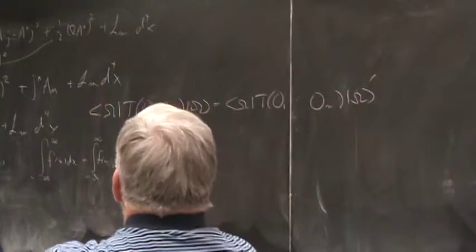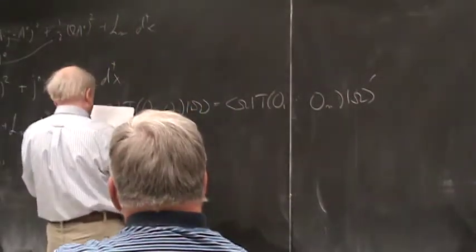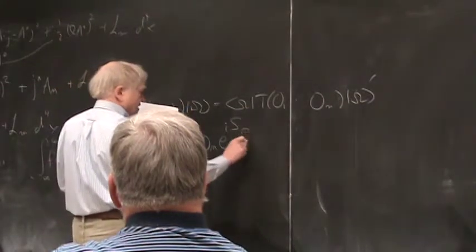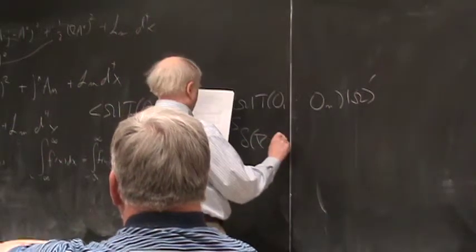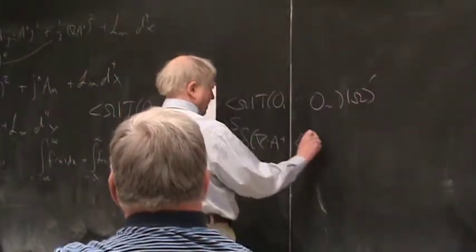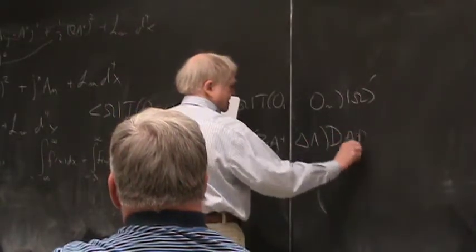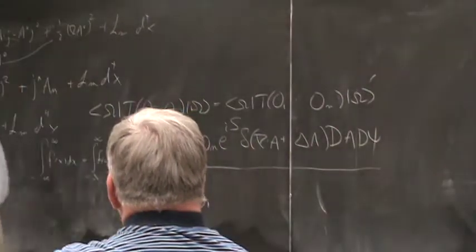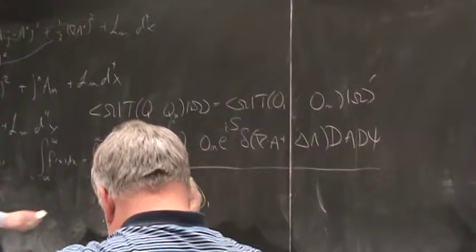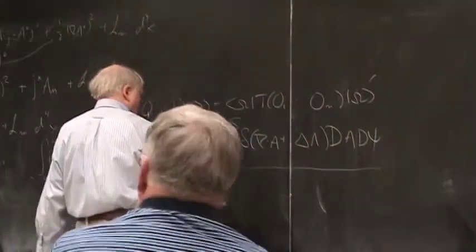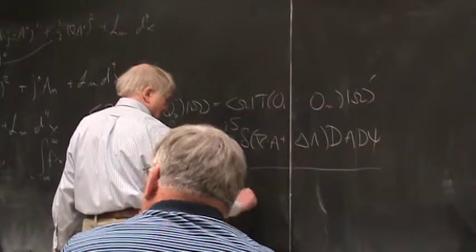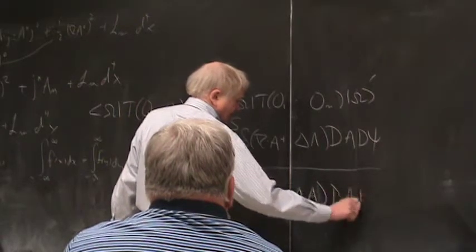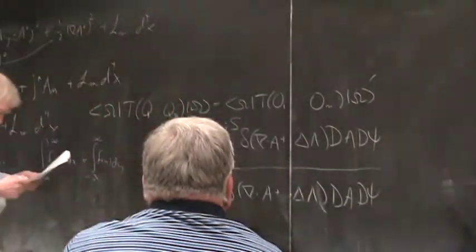Okay. But that means that this is equal to an integral O1 through ON e to the iS delta of del dot A plus Laplacian lambda, dA d psi, over the integral. No O's in the denominator, sorry. e to the iS delta of del dot A plus Laplacian lambda, dA d psi. All right.